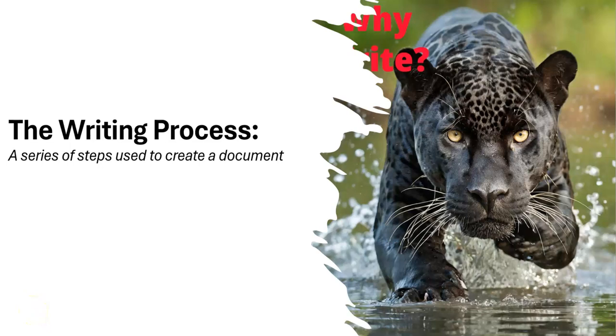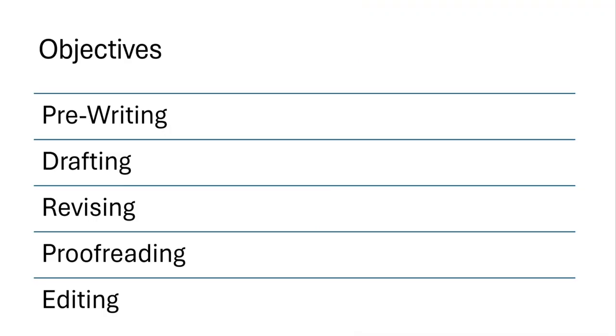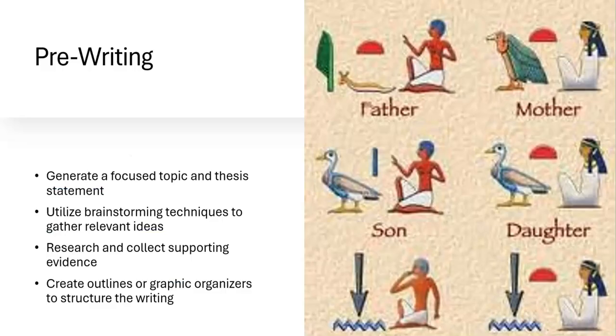In this video, we will discuss the writing process, which is a series of steps used to create a document. The writing process is not only used in English composition courses, it can also be used in your other courses as well, and not just college courses. So our objectives in this video, we will go over the pre-writing process of the writing process, drafting, revising, proofreading, and editing.